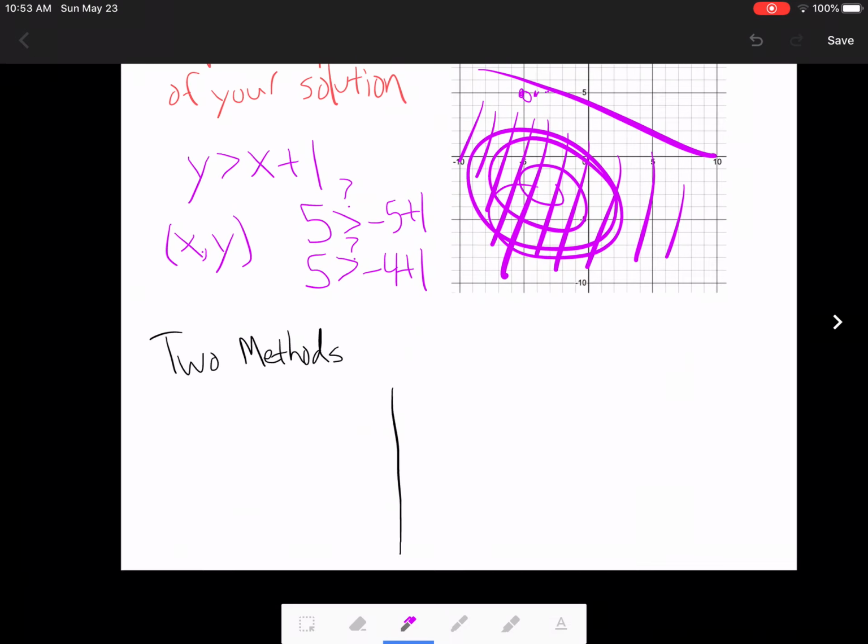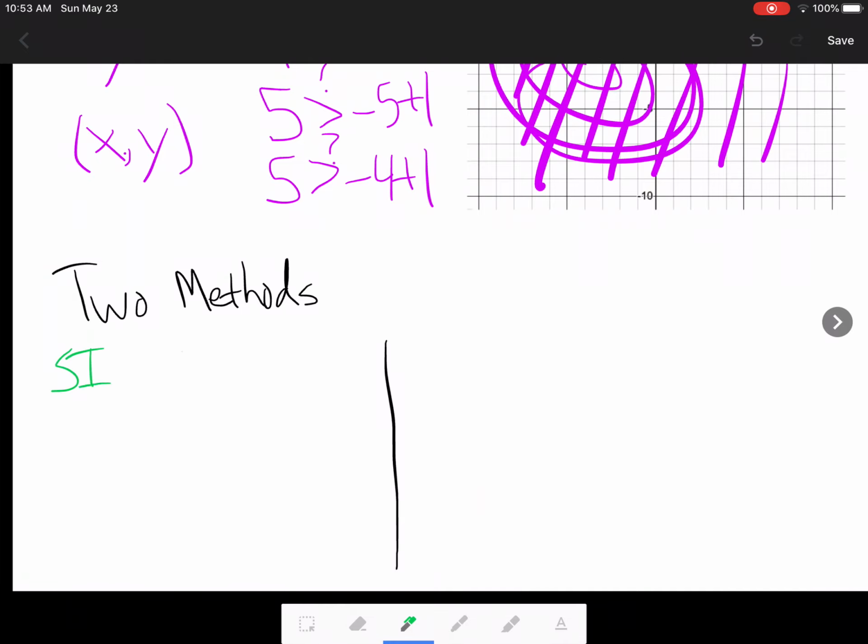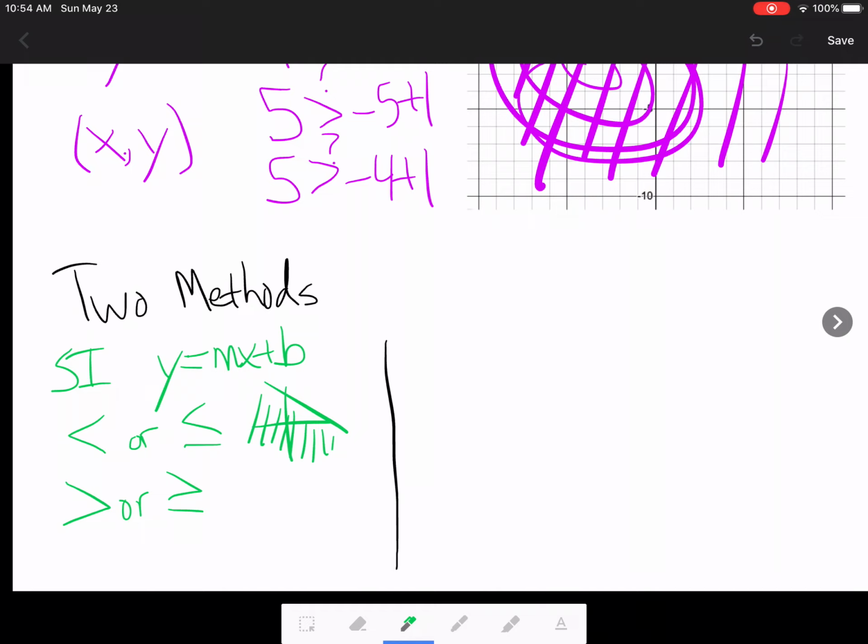Now, let's talk about how this is going to happen. So we have two methods. Method 1 is the easier one, but it only works if you have something in slope-intercept form. So y is equal to mx plus b. Now, if we have something in y equals mx plus b, and we have less than or equal to, we are going to shade below the line. If we have greater than or equal to, you're going to shade above your line. And that's just how it works. So when it comes to the shading, you'll either shade above or below.